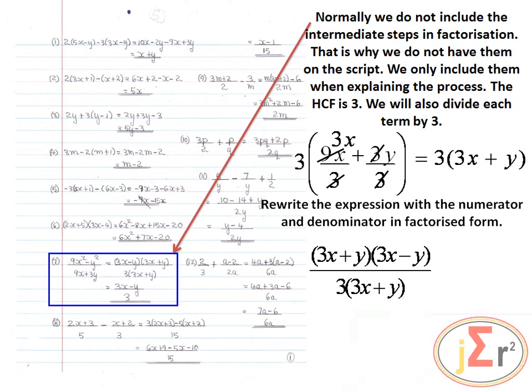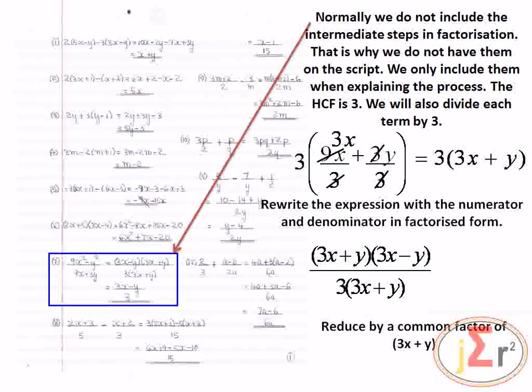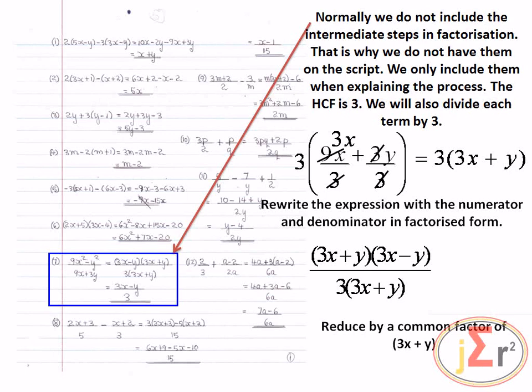And do we see any common factor? Yes, 3x plus y is a common factor. We will reduce by a common factor of 3x plus y. So we have 3x minus y over 3, and that is the simplified form.